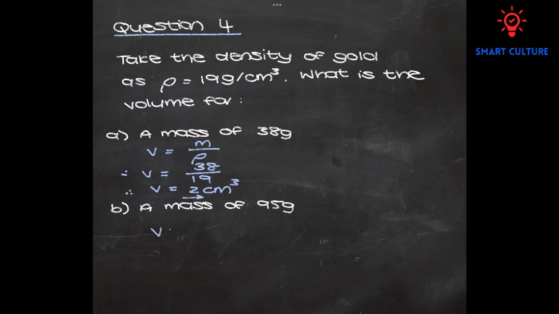For B, we have a mass of 95 grams, so volume is equal to mass over density. If we sub in, our volume is equal to 95 over 19, and therefore our final answer is volume is equal to 5 centimeters cubed.